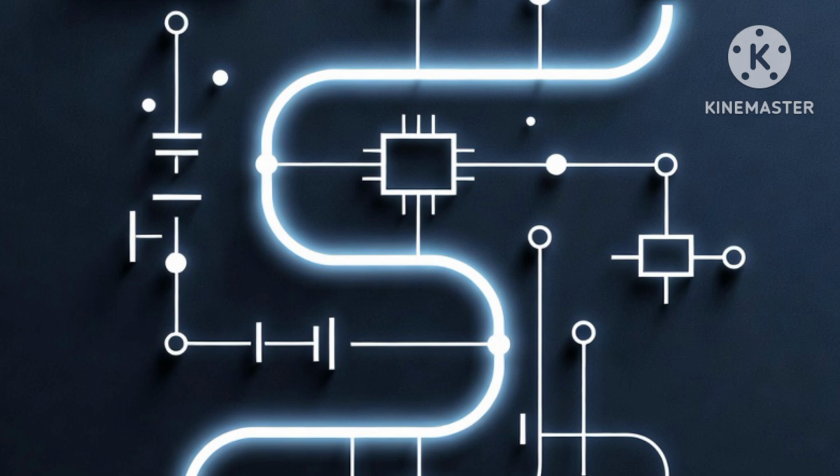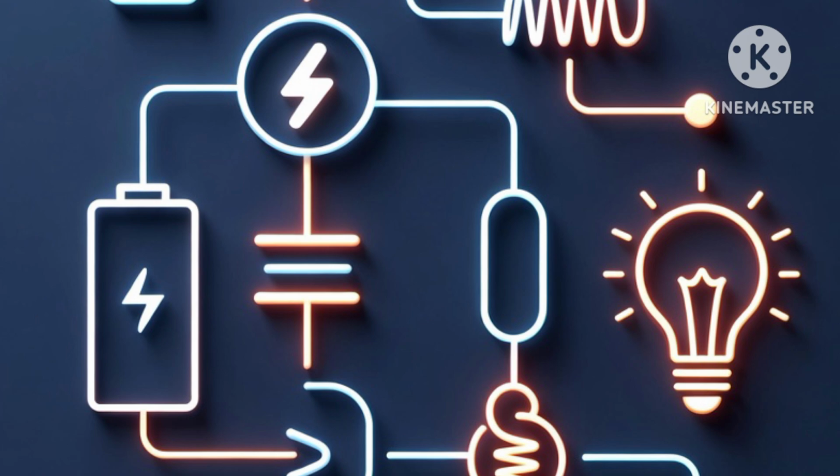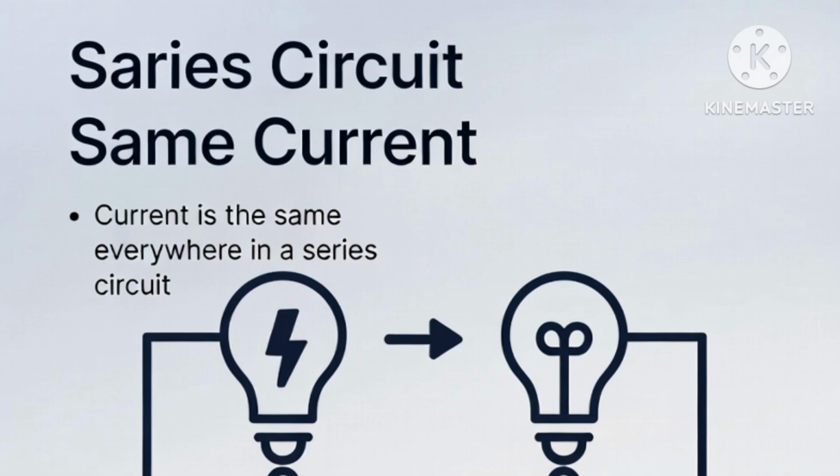Series circuit. Let's start with a series circuit. In a series connection, all components are linked one after another in a single path. That means the same current flows through every part of the circuit. The voltage, however, doesn't stay the same. It splits across the components. For example, if you have a 12-volt supply and two equal bulbs, each bulb gets around 6 volts.